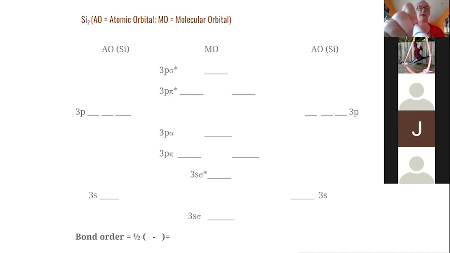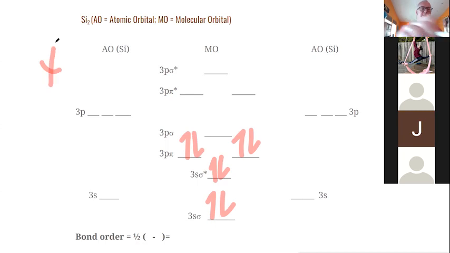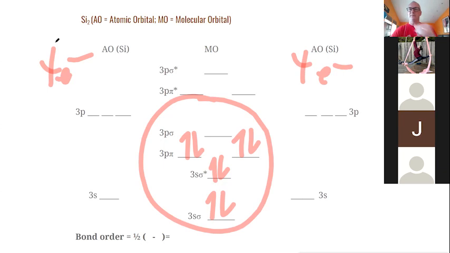So let's finish this one up. So we had 1, 2, 3, 4. And we had 1, 2, 3, 4. So there's 4 electrons here, 4 electrons here. This is what it looks like when we put them in the molecular orbitals. So the question is, what is the bond order of this molecule? So I have a silicon molecule. What's the bond order going to be? How do we determine what the bond order is?